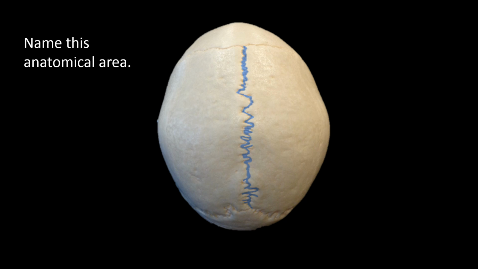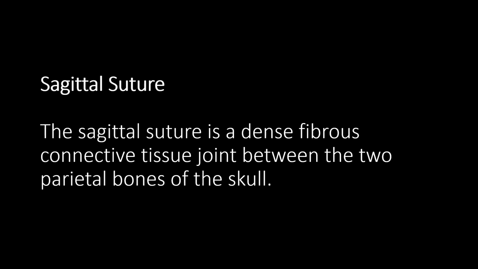Name this anatomical area. Sagittal suture. The sagittal suture is a dense, fibrous connective tissue joint between the two parietal bones of the skull.